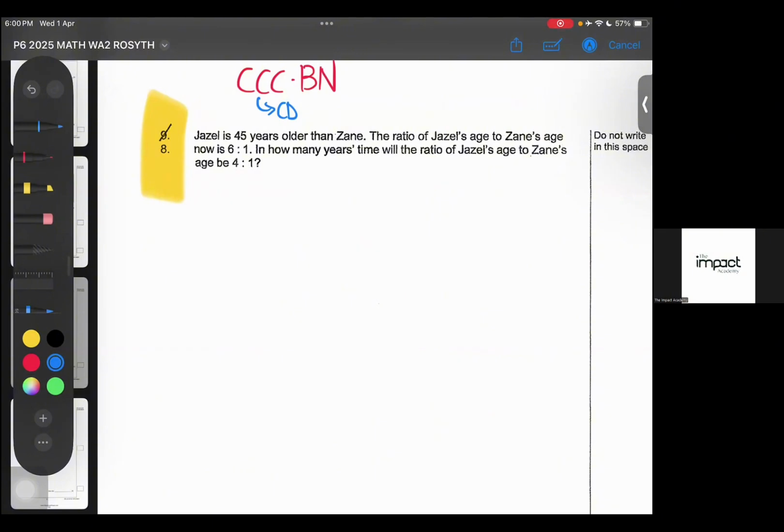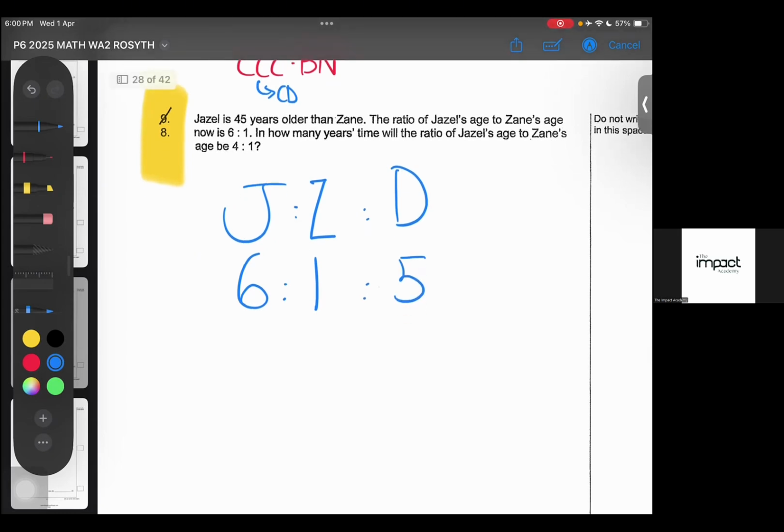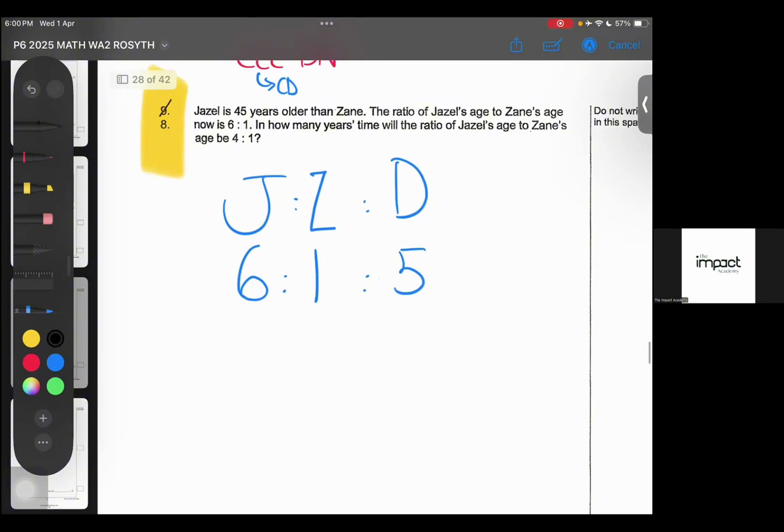Am I making sense? So J is to Z, 6 is to 1. In this situation, the difference is 5. Make sense? All right. So from here, we make the same. Make who the same? The difference.